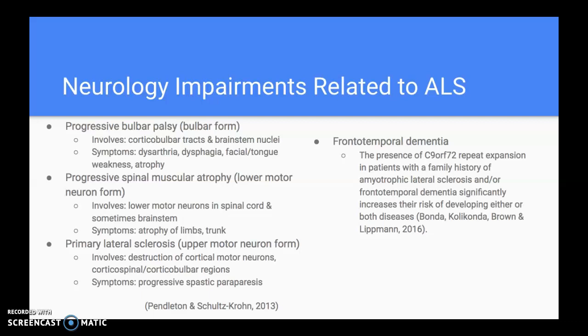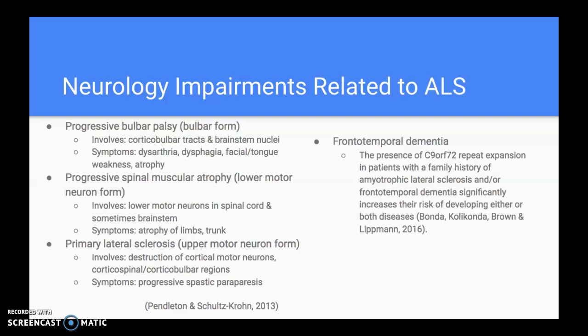There's primary lateral sclerosis, which involves upper motor neurons and the destruction of cortical motor neurons, corticospinal, and corticobulbar regions. These symptoms include progressive spastic paraparesis.